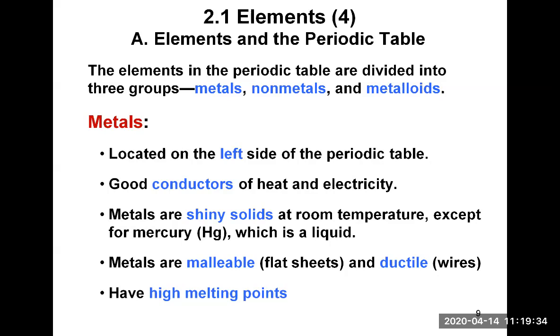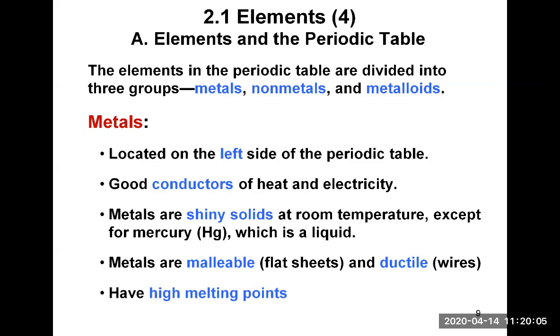Metals are good conductors of heat and electricity, and I think you know this already because we use pots and pans made of metals to cook. The reason is that they can hold the food, but they are also a good conductor of heat, so you can cook in them. We use electrical wires, which are made of metals also.